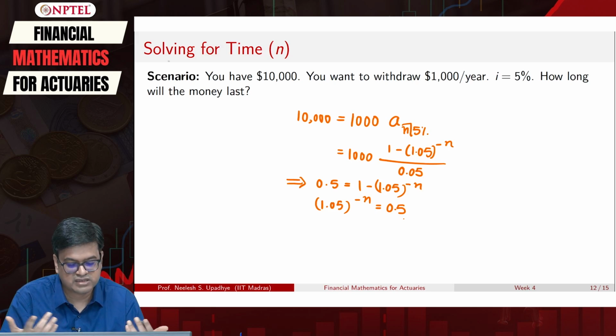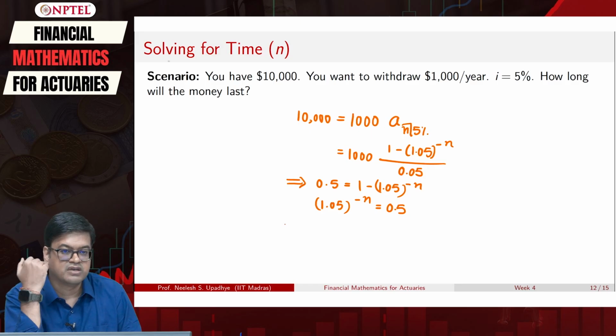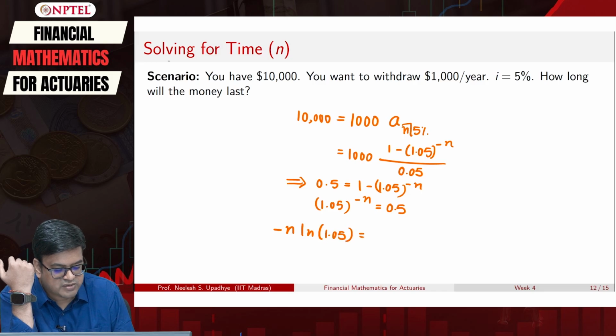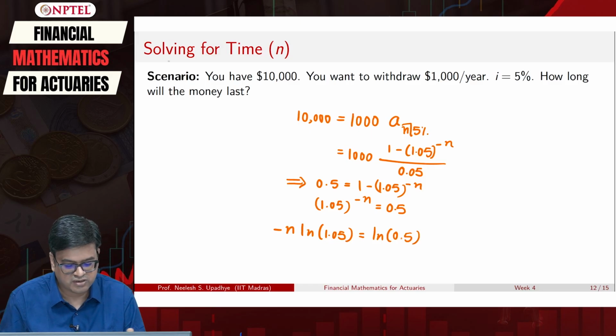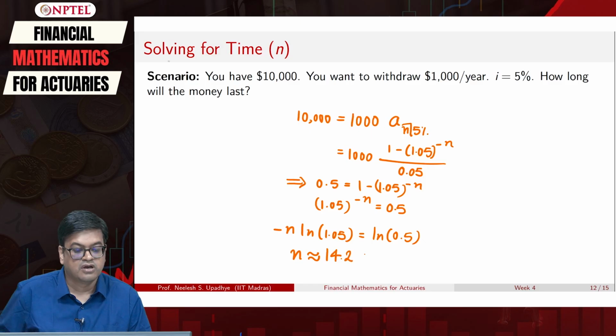Because n is in the exponent, we have already dealt with such a situation. The natural logarithm is the tool that we will deploy, and we will take it on a linear scale. So you get minus n ln of 1.05 is equal to ln of 0.5, and then you can simply use your calculator or whatever method you are familiar with. You will get n approximately equal to 14.2 years. So this is how you will do the math.